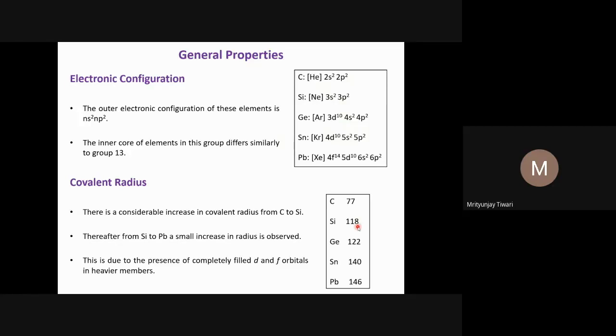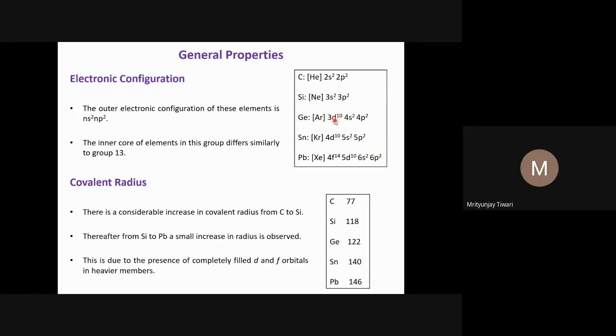This is due to the presence of completely filled d and f orbitals in the heavier members. From this electronic configuration we can see d and f orbitals. Even from here, the d orbitals start coming, and this element contains d orbitals.